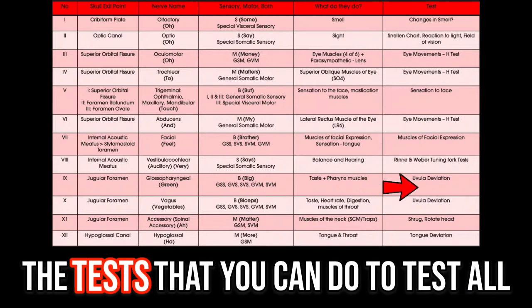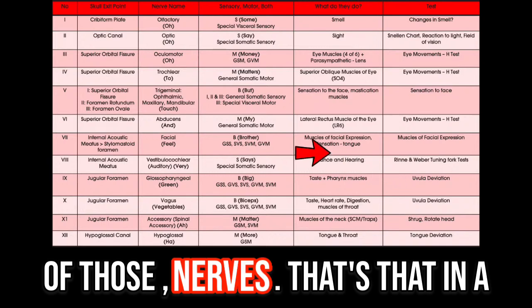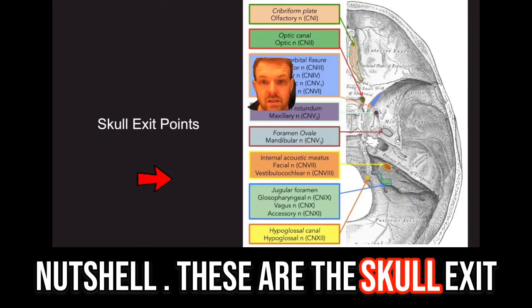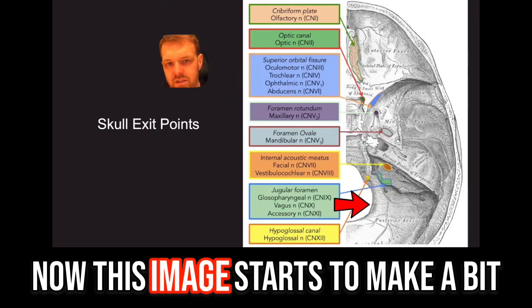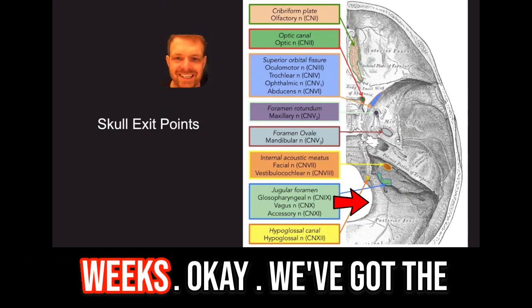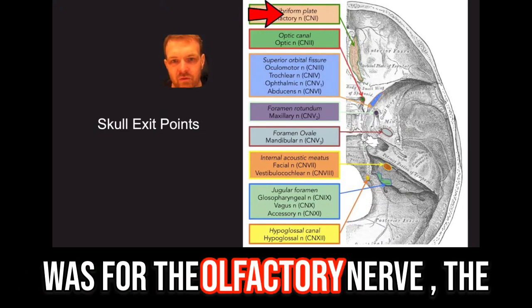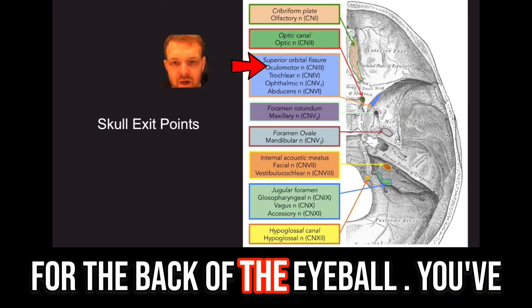And then these are the tests that you can do to test all of those nerves. That's that in a nutshell. These are the skull exit points in a nutshell. Hopefully now this image starts to make a bit more sense after doing this for 9 weeks. Okay, we've got the cribriform plate at the front. That was for the olfactory nerve, the optic canal where the nerve for the back of the eyeball goes.